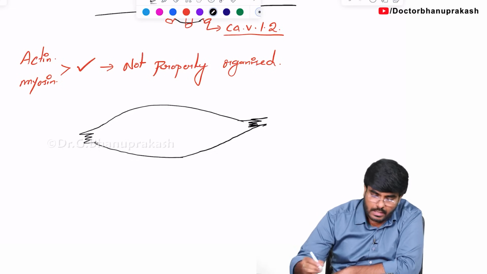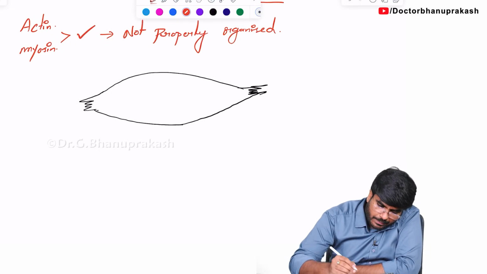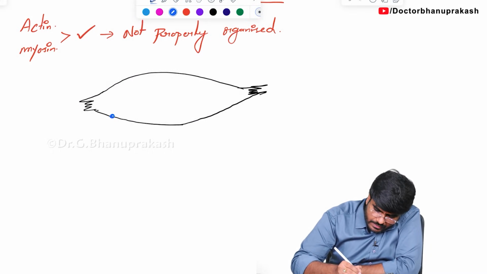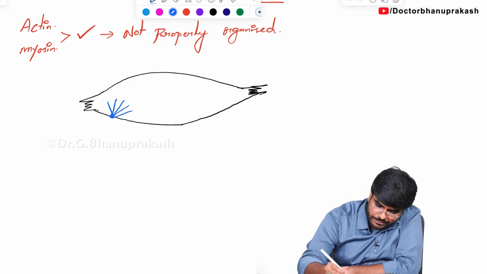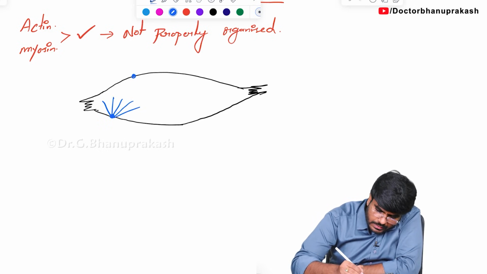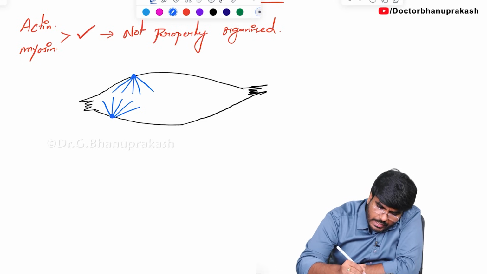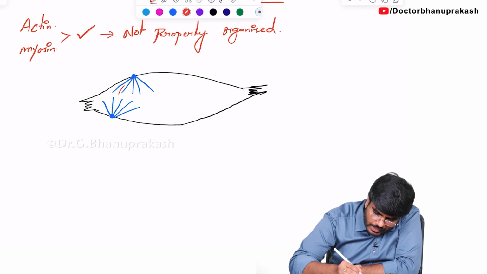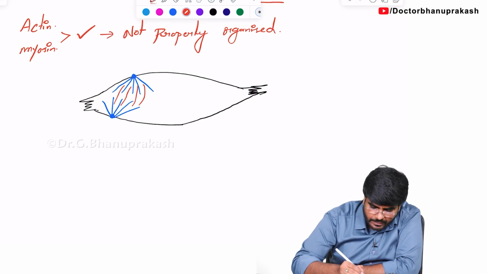This is a smooth muscle. Here is a place from where these actin filaments are coming like this. Actin, actin, actin. And here, there is one more area where these actin filaments are attached. In between these actin filaments, there are myosin filaments present like this.